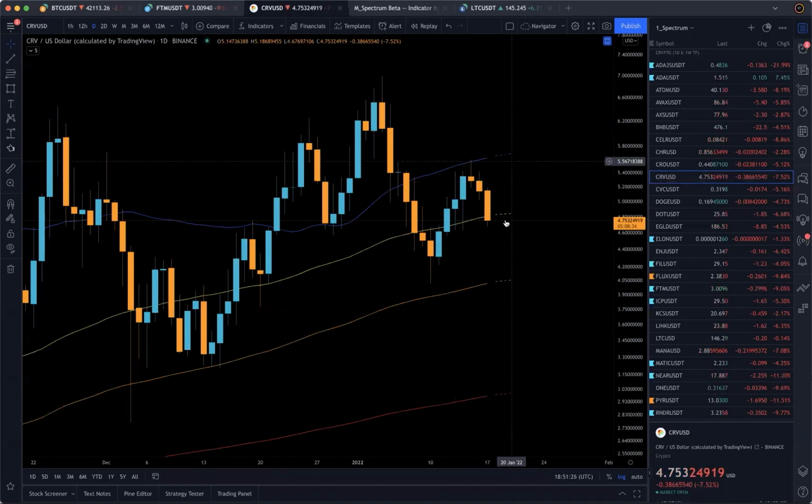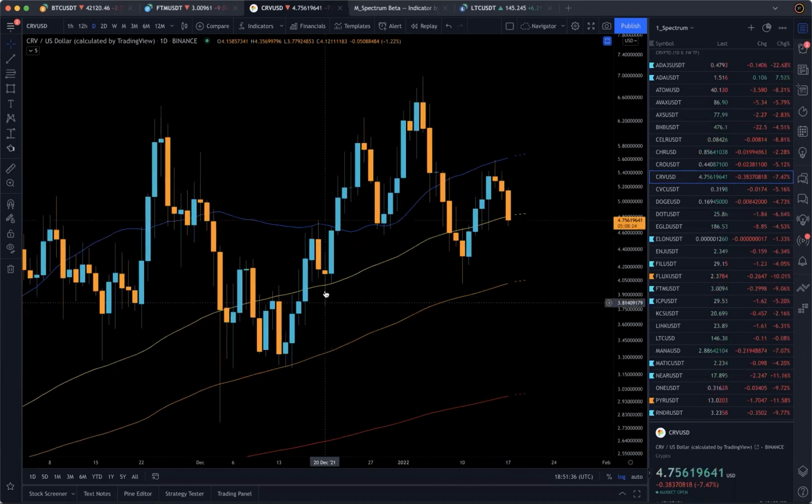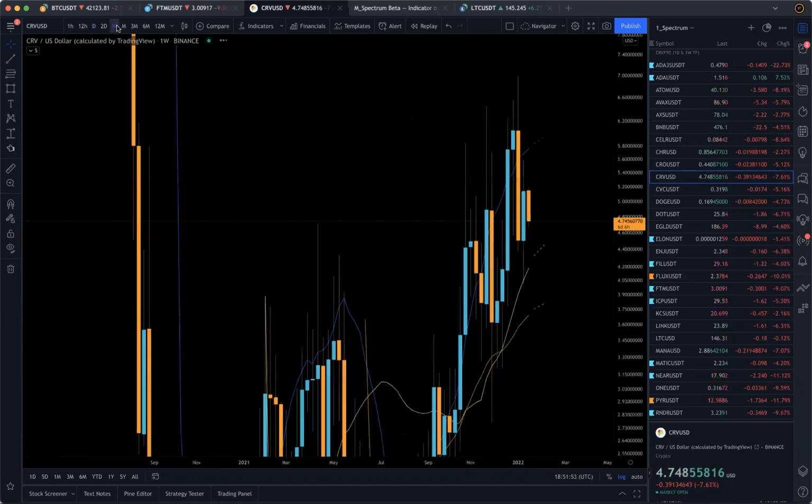CRV on daily penetrated the yellow, rejected by the blue. Okay, so I think this is still supported. This might happen. You see, this was intraday. Intraday penetrated, but didn't close below. It closed above. So you don't want to assume that it penetrated. We'll see many examples like that. So anyway, we can move on to the weekly.